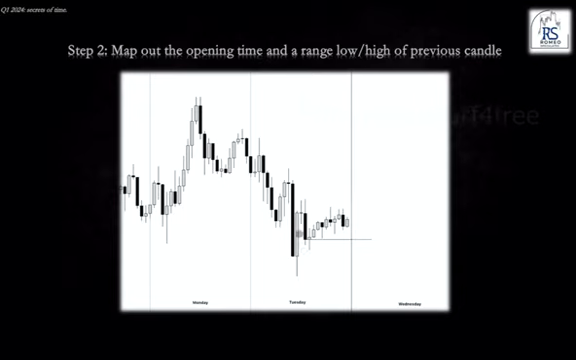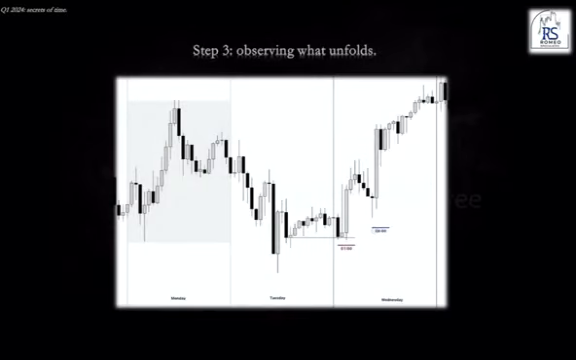Therefore, we mark the rejection block, and of course, the 1 o'clock candle produces a low, and the 9 o'clock candle produces the OTE.